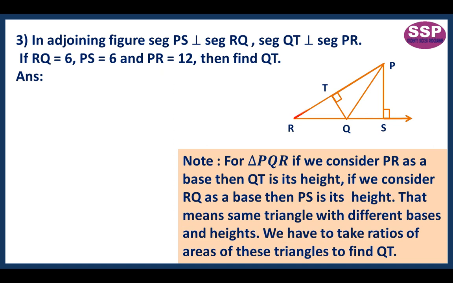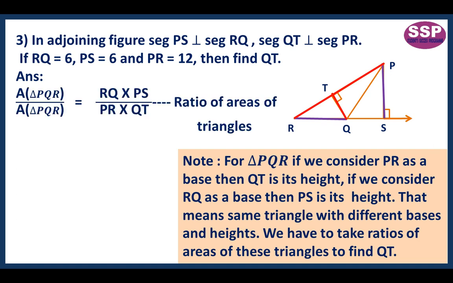For triangle PQR, if we consider PR as a base, then QT is its height. If we consider RQ as a base, then PS is its height. That means same triangle with different bases and heights. We have to take ratios of areas of these two triangles to find QT.